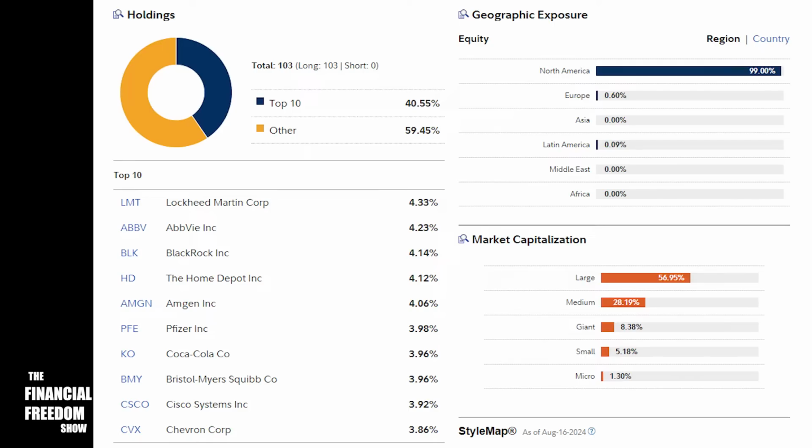Now let's talk about performance. SCHD has been a strong performer since its inception, delivering solid returns in terms of both price appreciation and dividend growth. Over the past 10 years, SCHD has provided an annual average return of around 13%, outperforming many of its peers and even some broad market indexes.